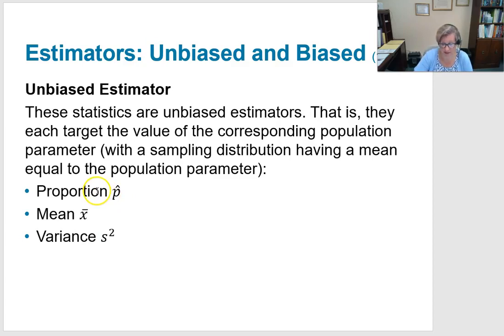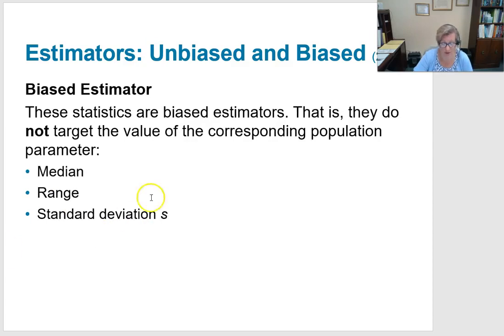So they are unbiased because they're looking at every single data value. Now, we have other measures that are biased because they don't take into account everyone. Like median. Median doesn't take into account every single data value. Neither does range. And standard deviation can sometimes not target the value. So we have to be really careful with median, range, and standard deviation because they can have bias.